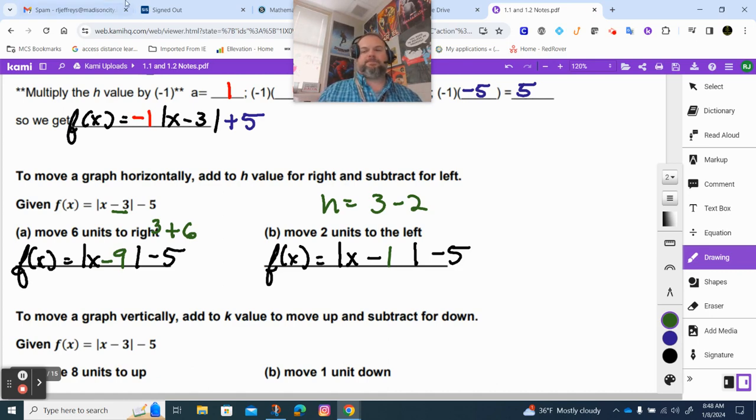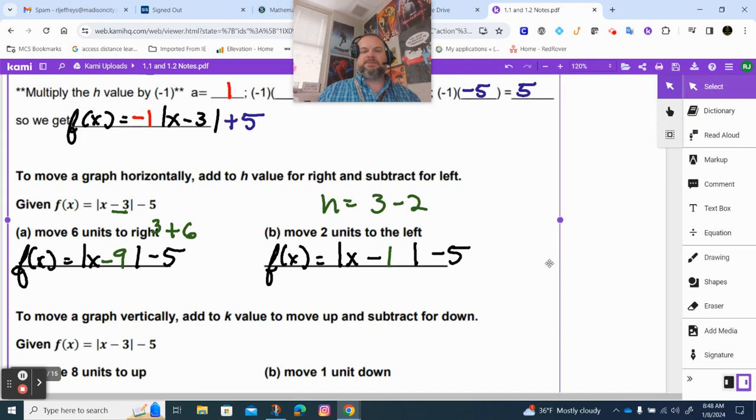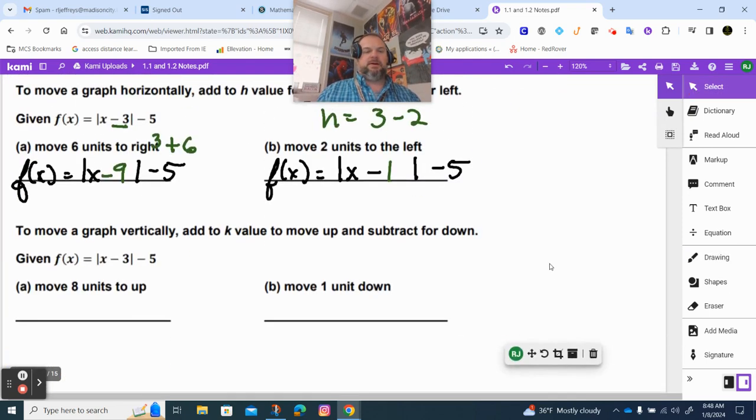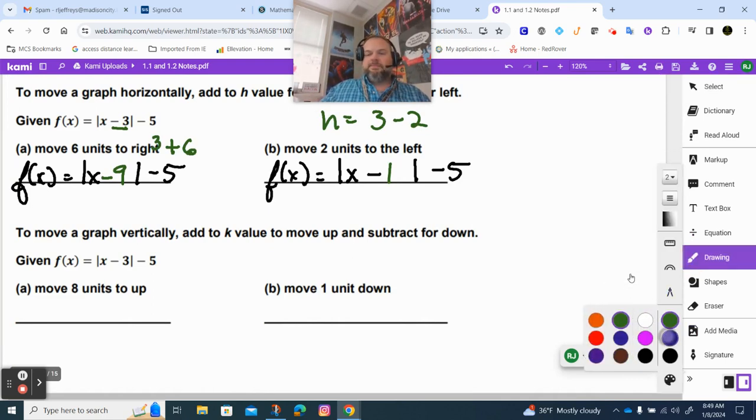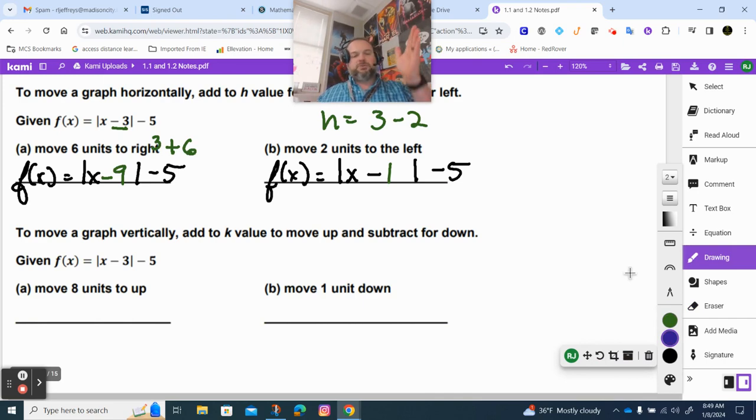All right. And I think this is the last part. Is this the last part? All right, good. Whew, we're almost done. To move vertically, we're going to add the k value to go up, subtract to go down. Well, that makes sense, right? So if our k value is -5, okay, we want to go up. So we have to say -5 plus 8.